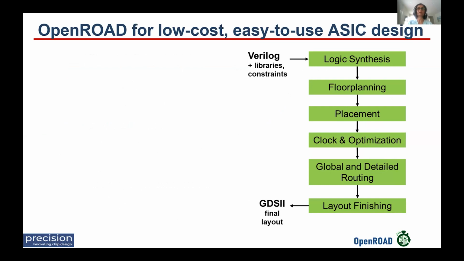OpenROAD is, as I mentioned, low cost and easy to use. That's the area of focus. It automates the entire flow from spec to layout. And these are well-known chip design stages: synthesis, floorplanning, placement, clock tree synthesis, optimization, the routing of the signals on the chip, and finally layout finishing, which ensures that the design is ready to be manufactured, satisfies all the design rules as laid out by the foundries, and meets the functional requirements.